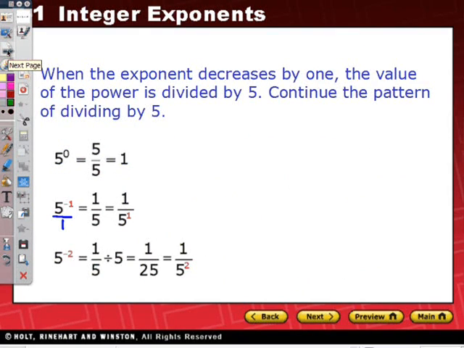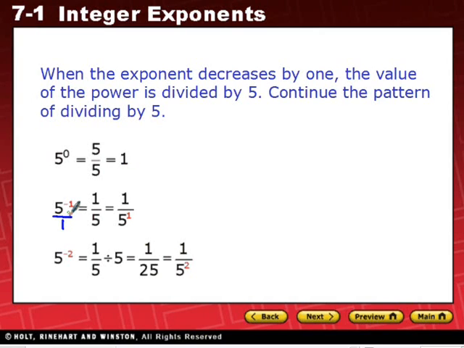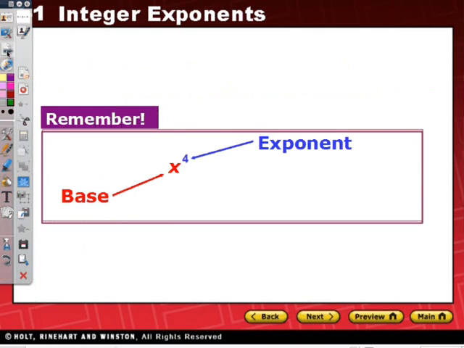So let's review those little rules. Basically, when we have a 0 exponent, we get 1 every time. Negative exponent, do you remember this? It pushes it into the denominator, but the exponent flips the sign. So 5 to the negative first is the same as 1 over 5 to the positive first power. 5 to the negative second is the same thing as 1 over 5 to the positive second. And don't forget that exponents only belong to what they're right next door to. Base and exponent, you better remember that.